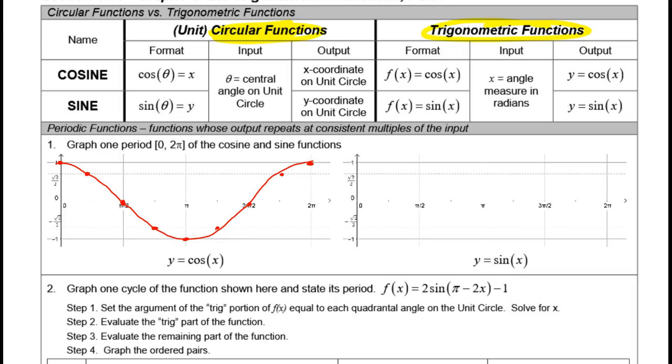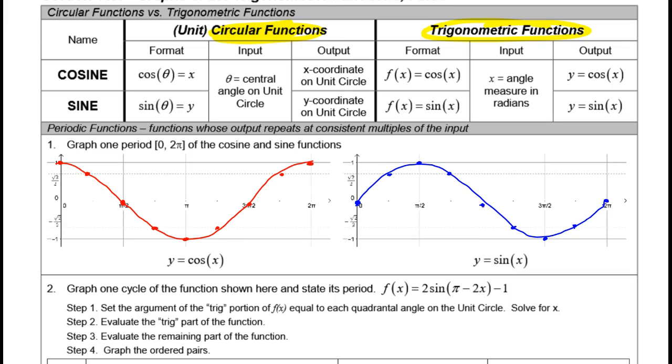Y equals sine of x looks pretty similar, except we have a little bit different starting point. And I know I'm going through picking these points very quickly. I'm assuming, and I know what they say about assumptions, those aren't always the wisest thing to do, but I'm assuming that you can repeat those graphs as needed, especially those basic ones.